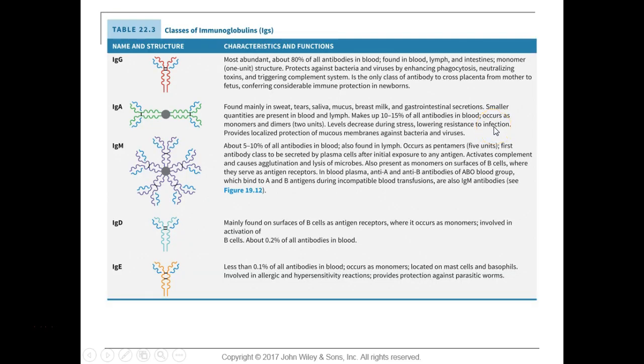So here's a chart that shows the different 5 classes of antibodies. Just make sure you know a little bit about their characteristics and their functions here. IgG antibodies are what we call a monomer. They take the characteristic Y shape here. These are the only class of antibodies that have the ability to cross the placenta. I think we talked about that in hemolytic disease of the newborn. So those anti-Rh antibodies were of the IgG class. But we also have IgA, IgM, IgD, and IgE.